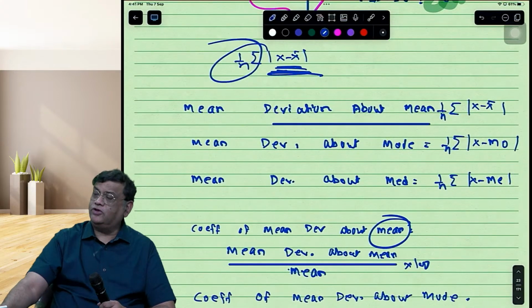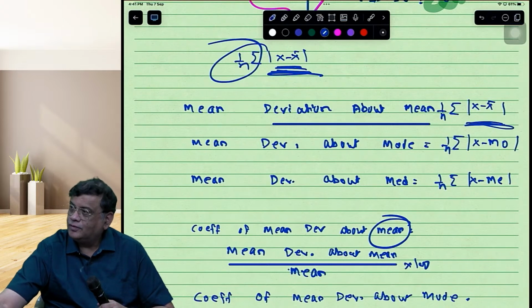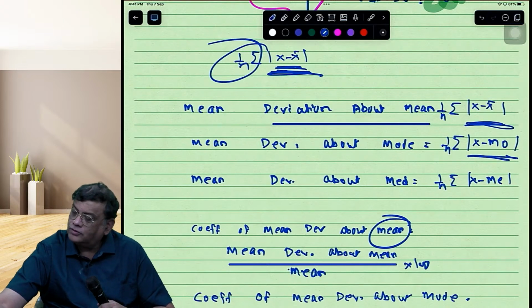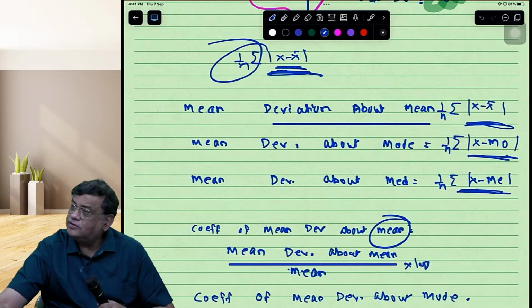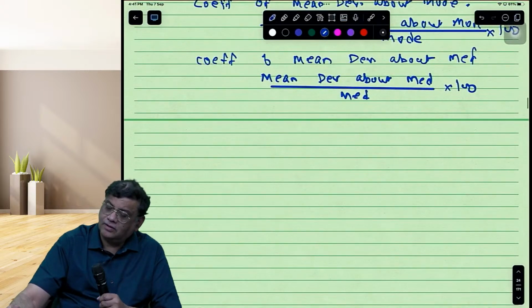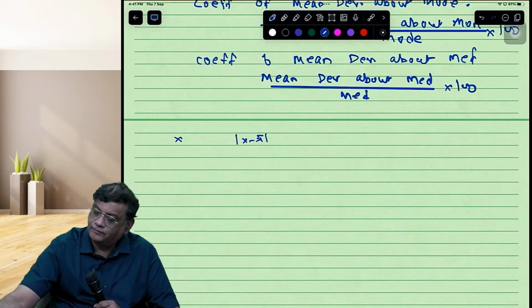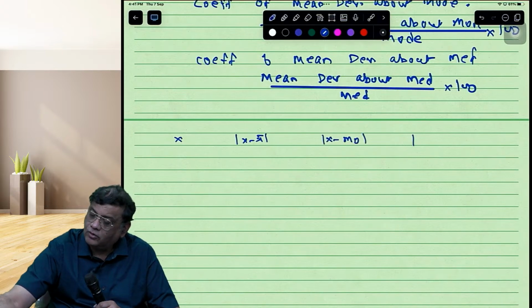So we need to make which table? Modulus of x minus x bar, modulus of x minus mode, and modulus of x minus median. Yes or no? So which all columns will you make? X, modulus of x minus x bar, modulus of x minus mode, and modulus of x minus median.